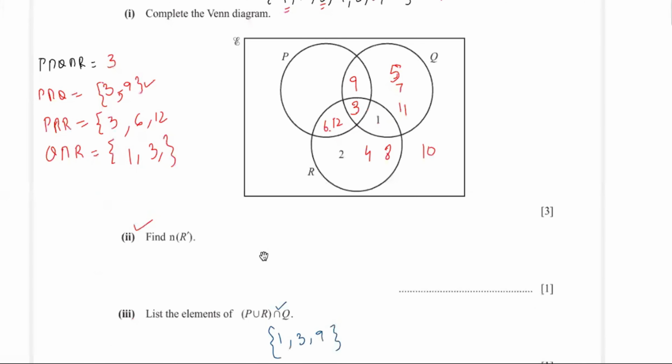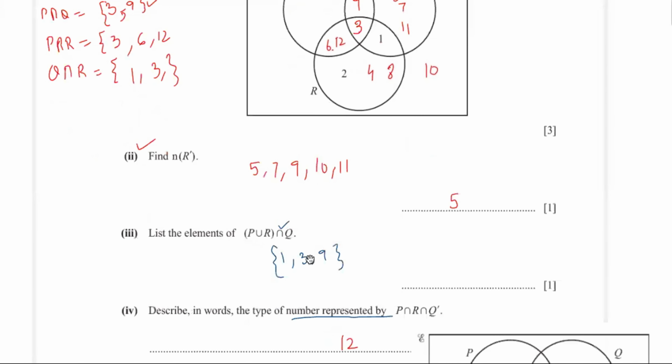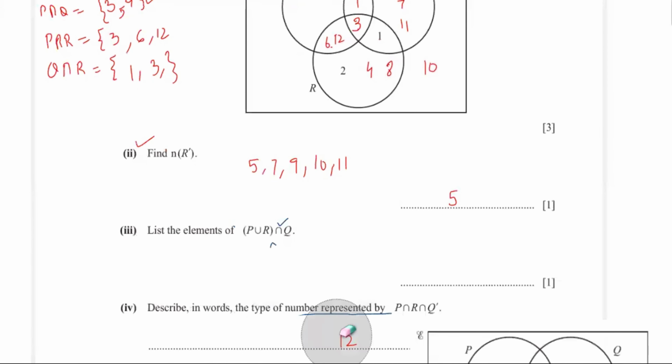Next is n of R dash. R dash means the elements of the universal set other than R. You see here the elements outside R are 5, 7, 9, 10, 11. The total number of elements is 5. This is the answer.